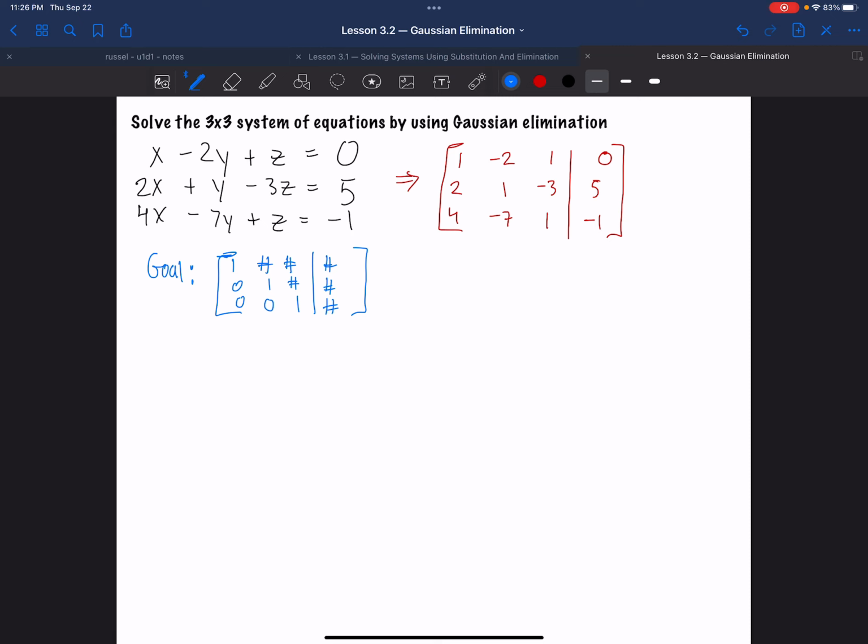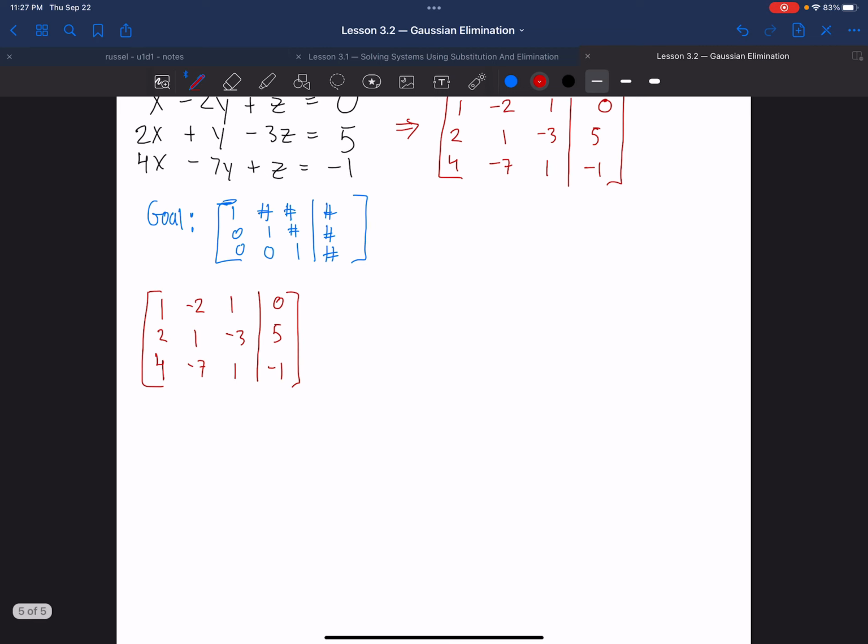So let's take a look here. I'm going to rewrite the matrix again. Here we go. 1, 2, 4, negative 2, 1, negative 7. 1, negative 3, 1. 0, 5, and negative 1.